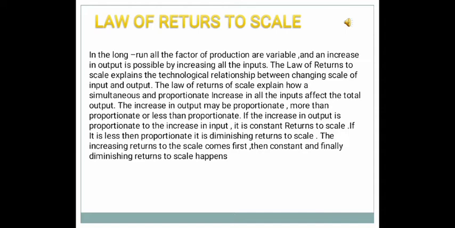If the increase in output is proportionate to the increase in input, it is constant returns to scale. If it is less than proportionate, it is diminishing returns to scale. Increasing returns to scale comes first, then constant, and finally diminishing returns to scale happens.